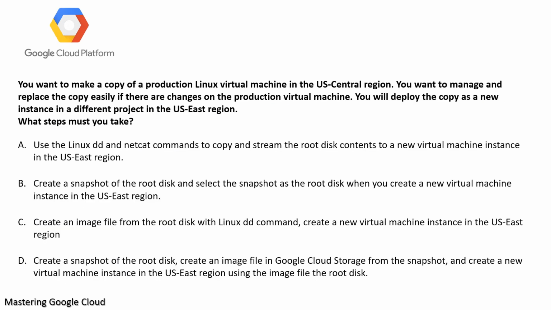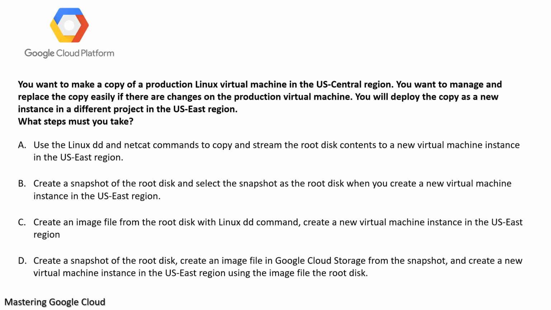So let's look into the next question. This question is based on how to move the VM to a different zone and how to create the boot disk and boot image. You want to make a copy of a production Linux virtual machine in the US Central region. You want to manage and replace the copy easily if there are changes on the production virtual machine. You will deploy the copy as a new instance in a different project in the US East region. What steps must you take?